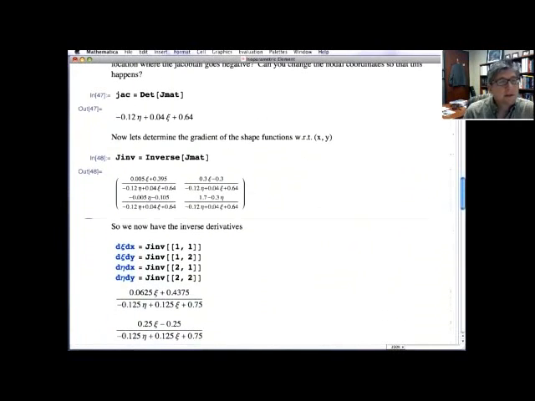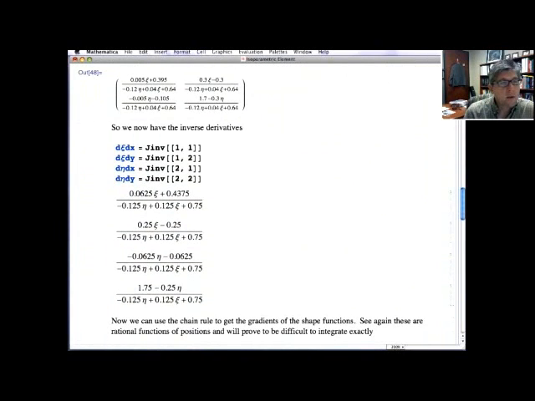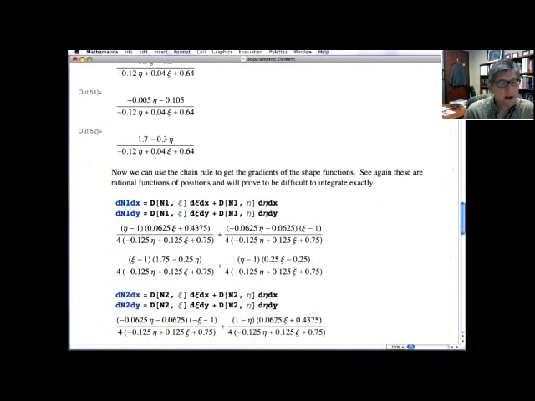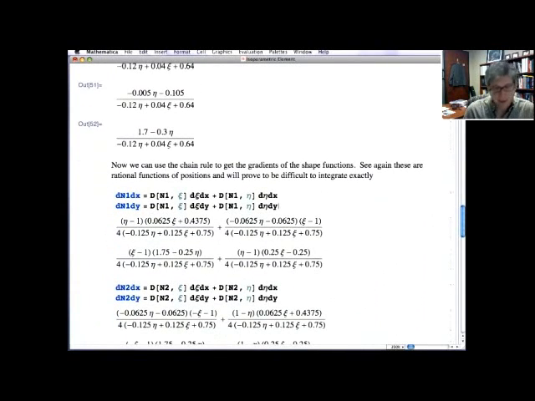All right, so we got the Jacobian. We got the inverse. You can see it's a rational function. And now we can get the actual inverse derivative terms, like the derivative of psi with respect to x, the derivative of psi with respect to y. Those are just the elements in the inverse Jacobian matrix. And then you can use the chain rule to get the derivatives.